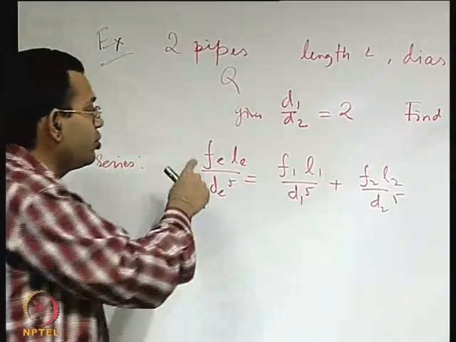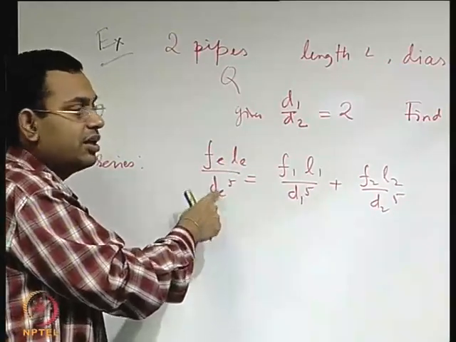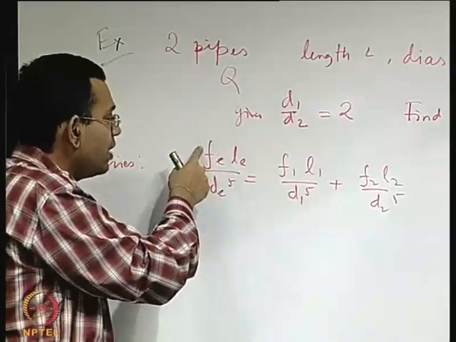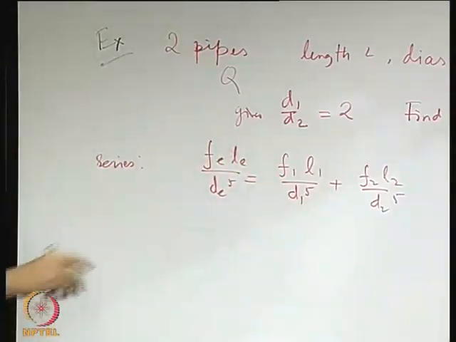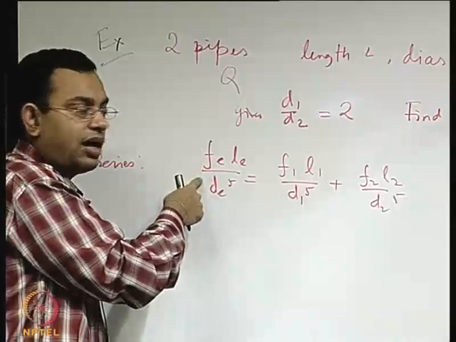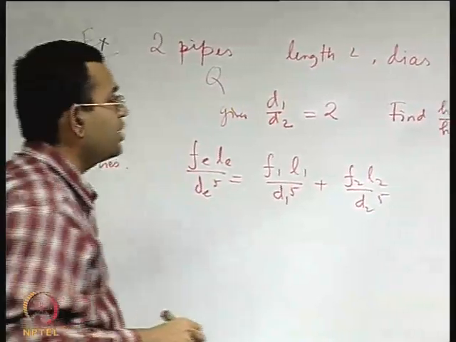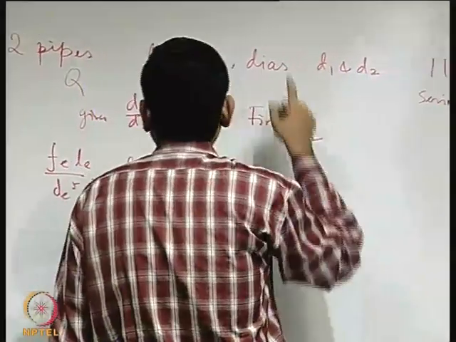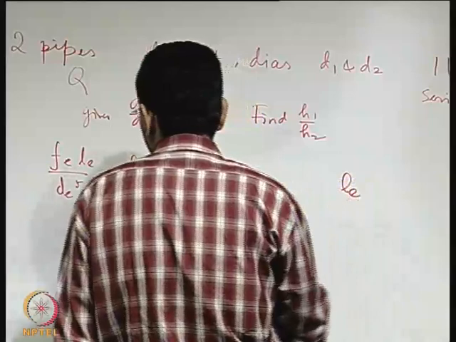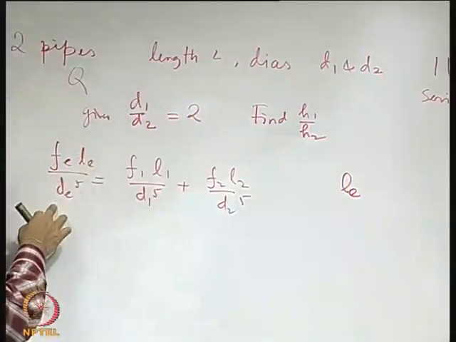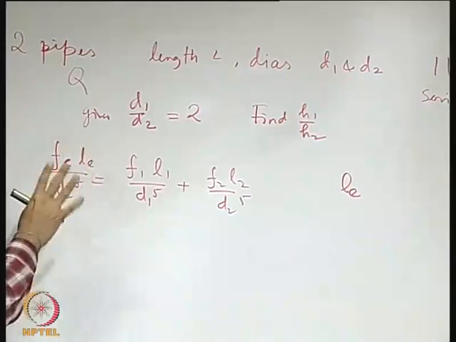That means you may choose your equivalent friction factor or equivalent length in such a way that you get some equivalent diameter, or you may choose equivalent friction factor and equivalent diameter to get some equivalent length. You may take any two of these three freely, and the third one you get from this expression. Let us say that we assume the two pipes are of the same length. In fact, it is Fe Le by d to the power 5 that is solely important for the head loss, so even if you do not assume any particular value, that will not matter.